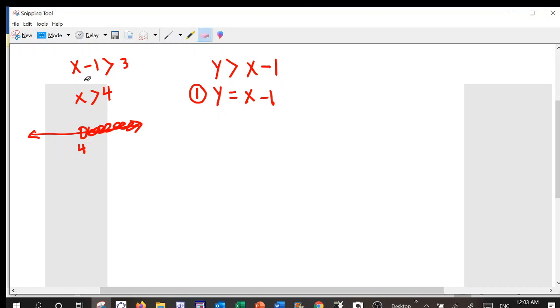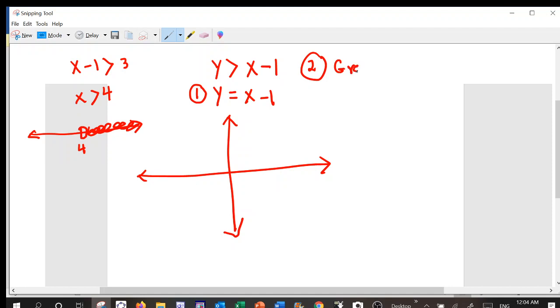Now remember, here we graph the solution because we had one variable, so we have one line, but here there are two variables, so we need two lines. So let's graph that. We graph y equals x minus 1. Now, step 2 is to graph the solutions. Solutions to what? Solutions to this equation.